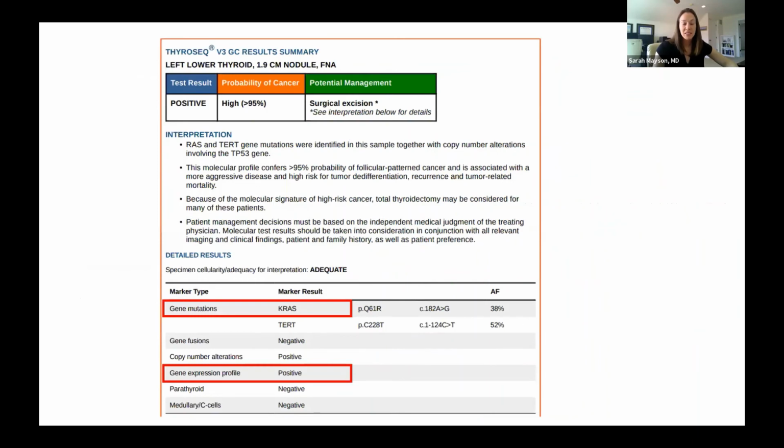But I'd like you to consider for a moment an alternate reality where the results of the patient's test not only showed the KRAS mutation and the abnormal gene expression, but also copy number alterations and a mutation in the TERT promoter. This is actually the ThyroSeq report from a different patient, but I think it's interesting to consider how these results would affect the patient's prognosis and potential management.